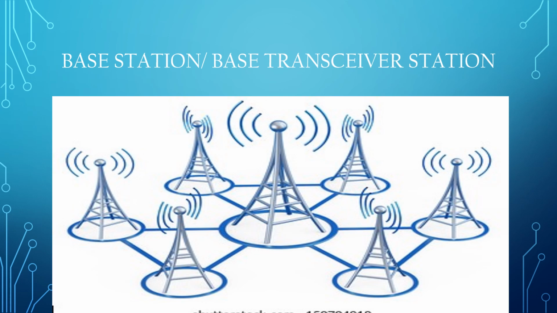A BTS is under control of a BSC, base station controller, which is in turn under control of MSC, mobile switching center. A base station is a fixed point of communication for customer cellular phones on a cellular network. Base station provides functionalities between mobile unit and mobile switching center. The base station is located in each cell and it links the subscriber mobile unit with the MSC.